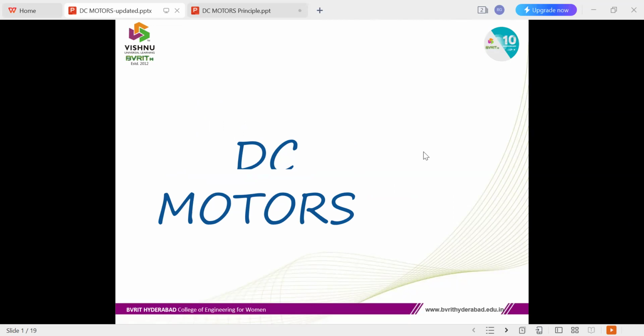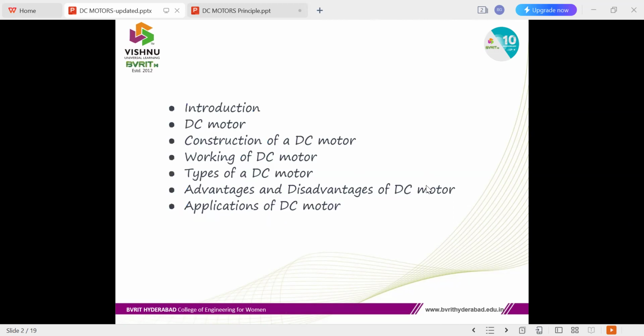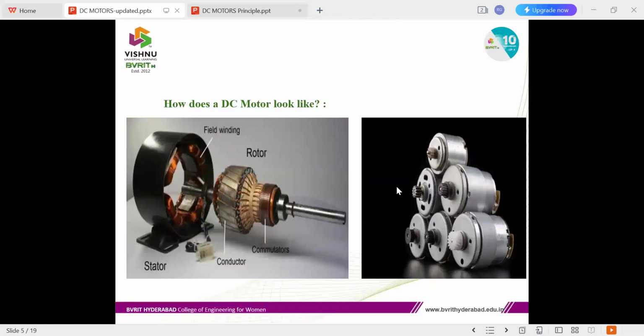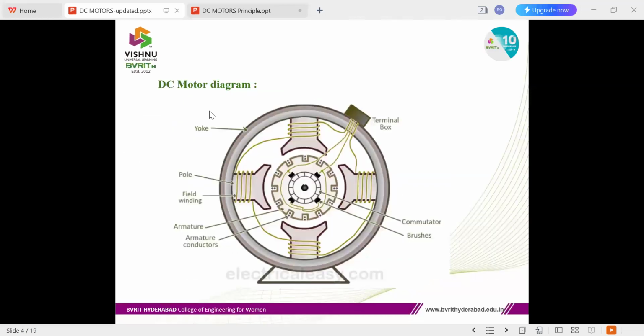Hi everyone. Today I'm going to discuss DC motors. What is a DC motor? Construction of DC motor, working principle of DC motor, types of DC motor, advantages and disadvantages of DC motor, and application of DC motor. So first we will discuss the construction of DC motor.